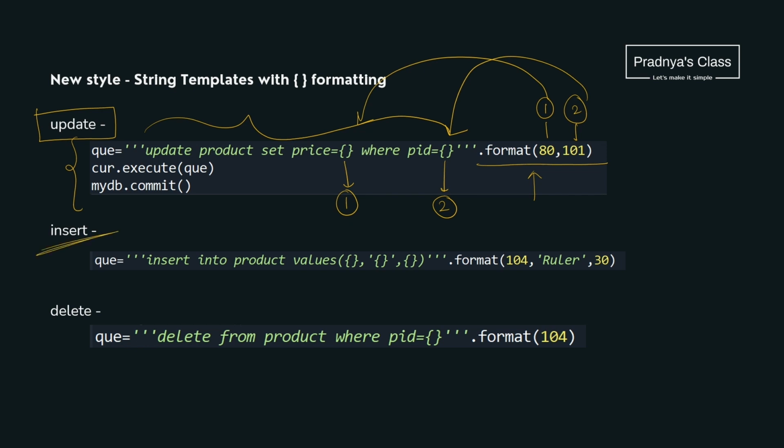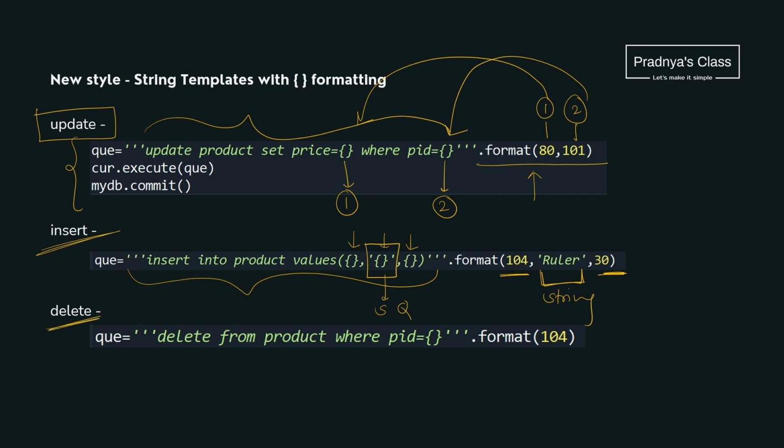Now let's look at the insert query, how we can write it. Here is the query. Insert into product values. First placeholder, second placeholder and third placeholder. Look at the second placeholder. It is enclosed in a single quotes because the value which we will pass for the second placeholder will be string. If the value you are passing is not string, then no need to enclose the placeholder in a single quote.